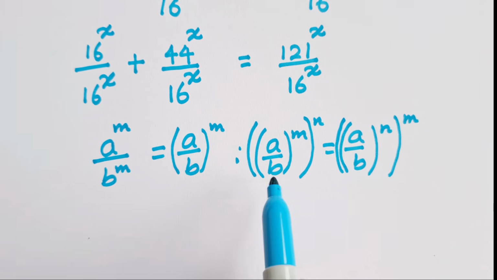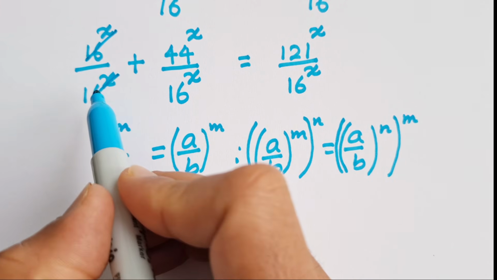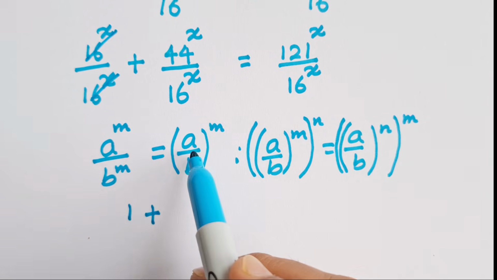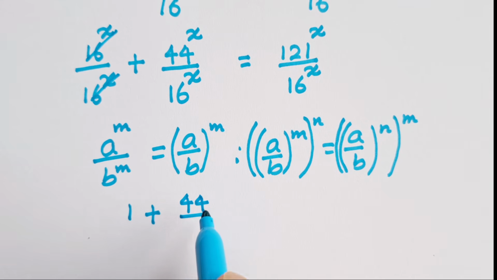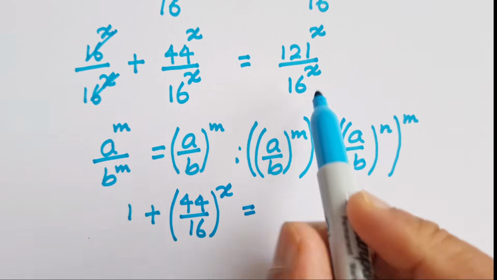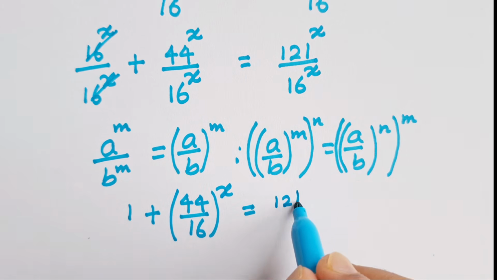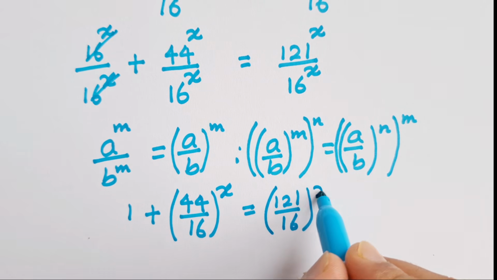So we have to apply this knowledge to solve our problem. So 16 to the power of x and 16 to the power of x cancel out. It is equal to 1. Then according to this rule, this can be written as 44 divided by 16 whole to the power of x is equal to, according to the same rule, 121 divided by 16 whole to the power of x.